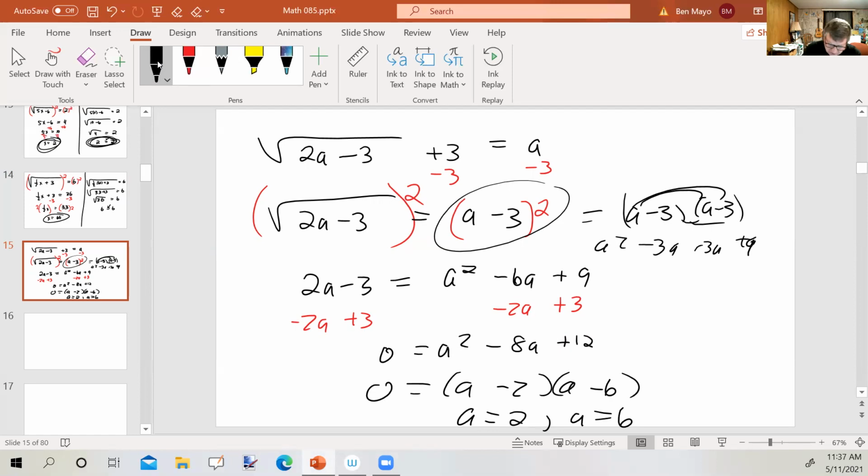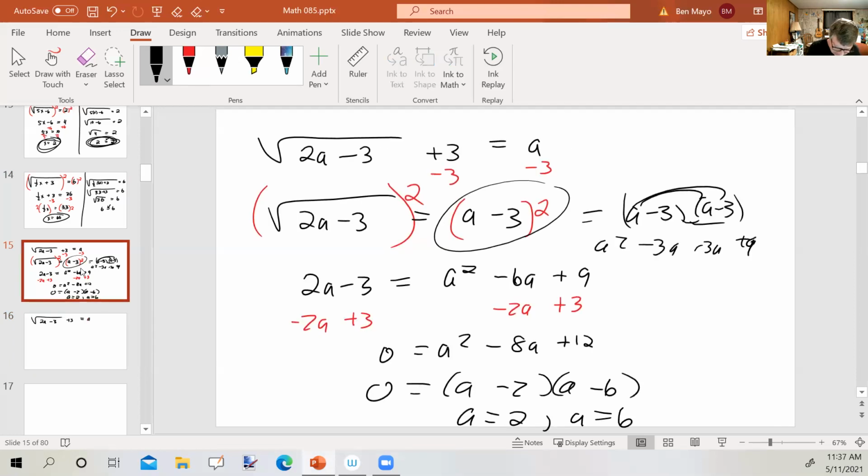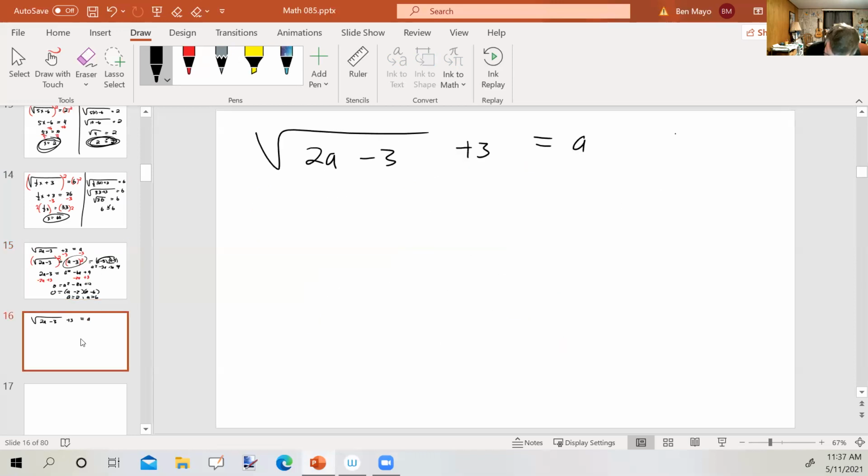Well, let's go back and check our work. Okay, I'm going to go to the next page and recopy that problem. We have the square root of 2a minus 3 plus 3 equals a. And we had a equals 2 and a equals 6. So let's take a equals 2 and plug that in and see what we get.